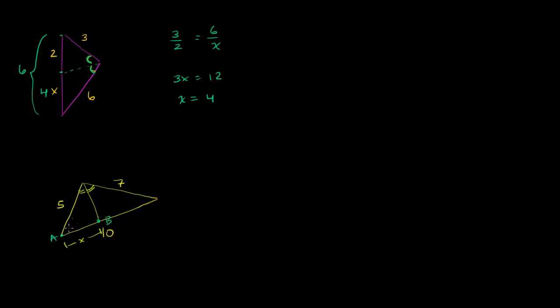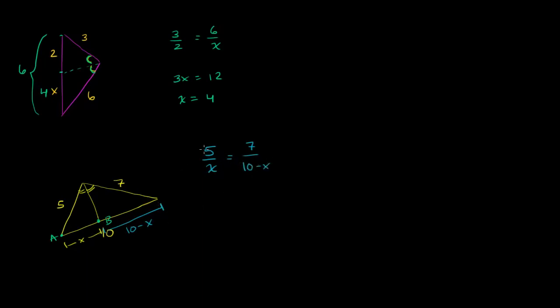So once again, angle bisector theorem, the ratio of 5 to this, let me do this in a new color, the ratio of 5 to x is going to be equal to the ratio of 7 to this distance right over here. And what is that distance? Well, if the whole thing is 10, and this is x, then this distance right over here is going to be 10 minus x. So the ratio of 5 to x is equal to 7 over 10 minus x.